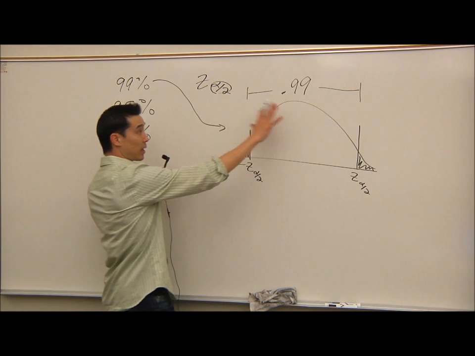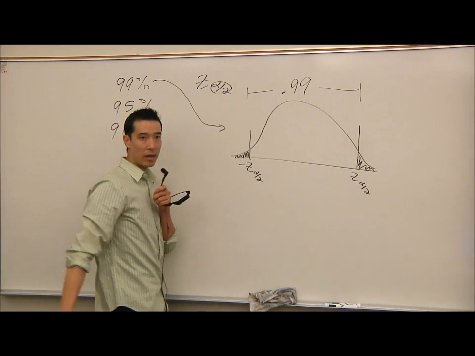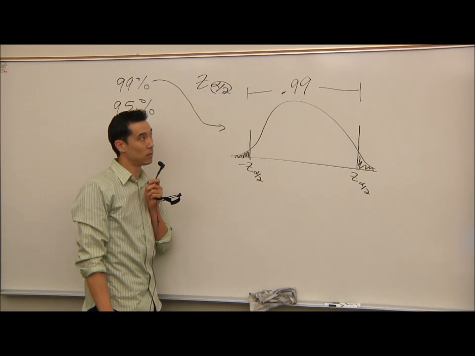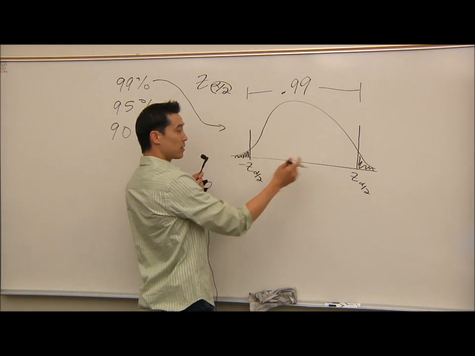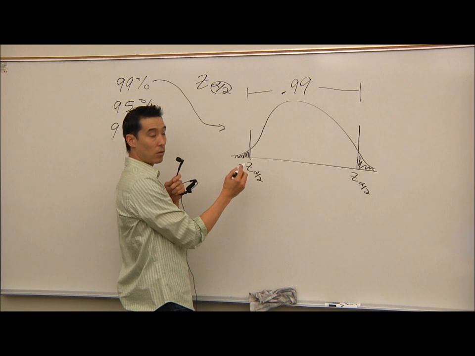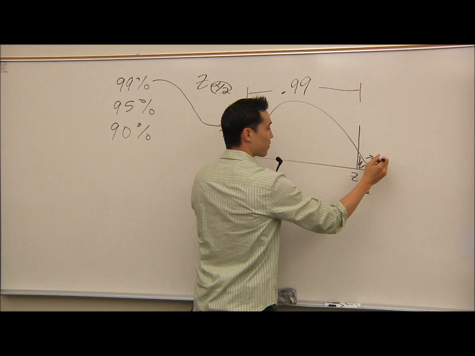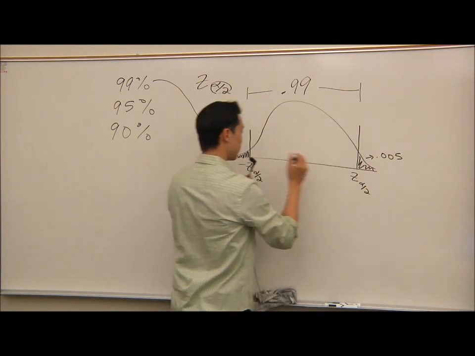Well, if that is 0.99 and the whole thing adds up to 1, then what is left total? 0.01 each side? 0.01. So 0.01 is left total area, right? So 0.01 for this and this, so that would mean that both of these would have to be 0.005. Does everybody see that?